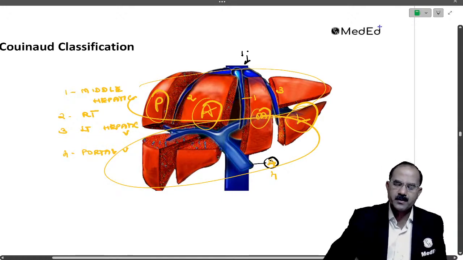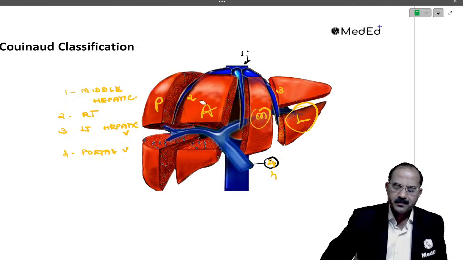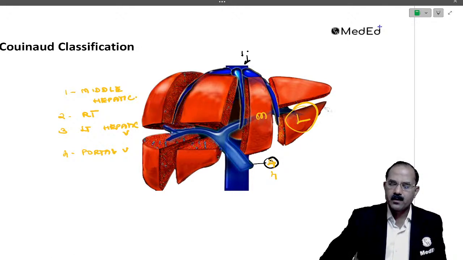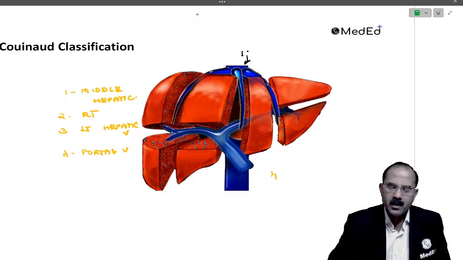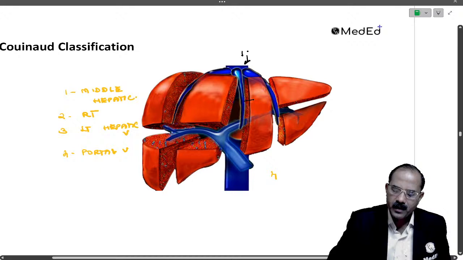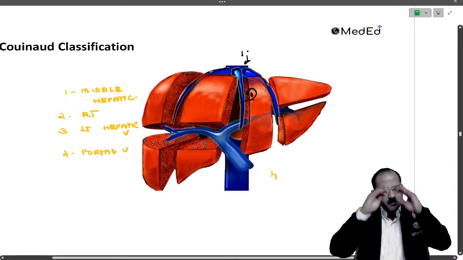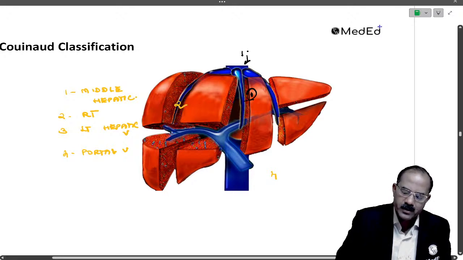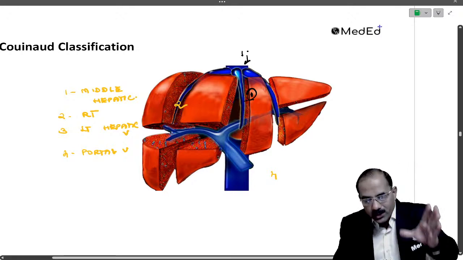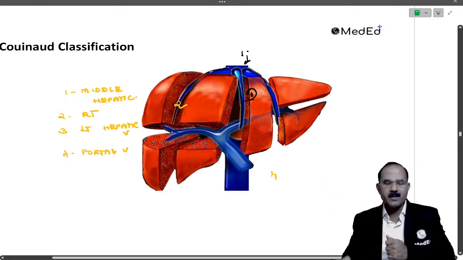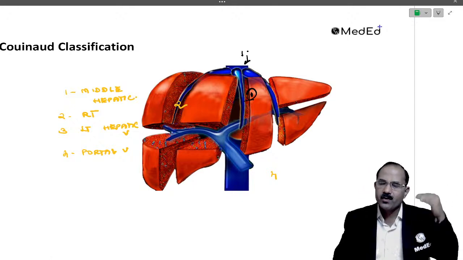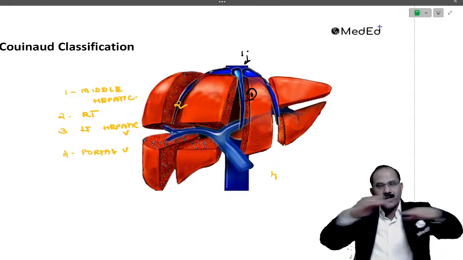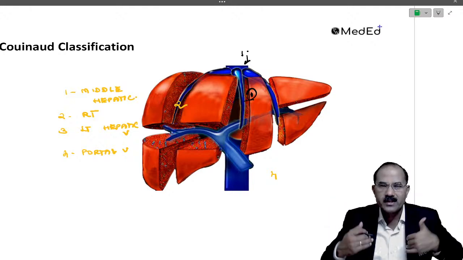Are you able to follow this? Now check again. The middle hepatic vein divides the liver into right and left lobe. The right hepatic vein divides the right lobe into anterior and posterior segments. The left hepatic vein divides the left lobe into medial and lateral segments. The portal vein divides the liver into a superior and inferior segment.